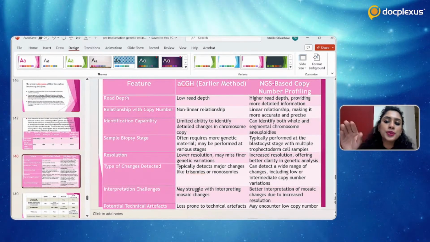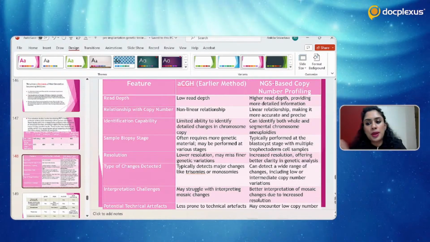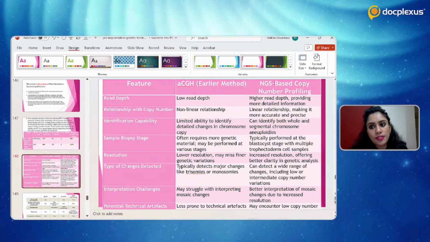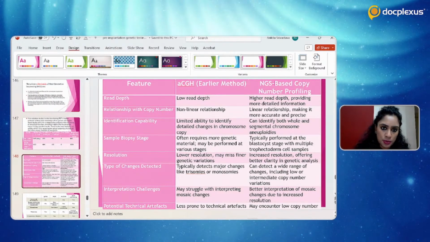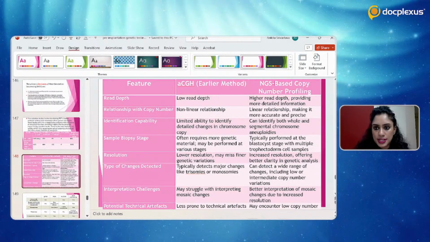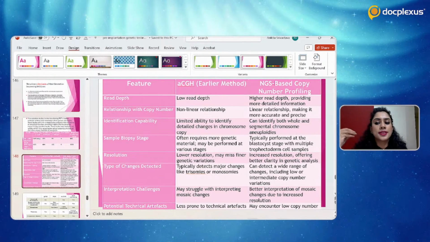Let's compare it to the NGS based copy number profiling. When you compare, the read depth of CGH is lower, whereas we have more information with the NGS based copy number profiling. There's a non-linear relationship with copy numbers in CGH, but there's a linear relationship, making it more comprehensive, accurate, and precise in the NGS method.